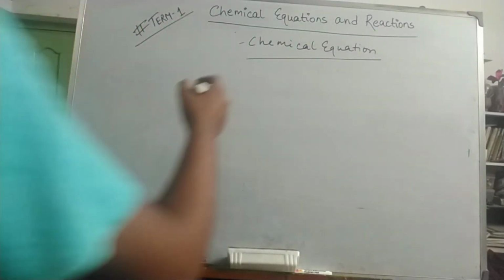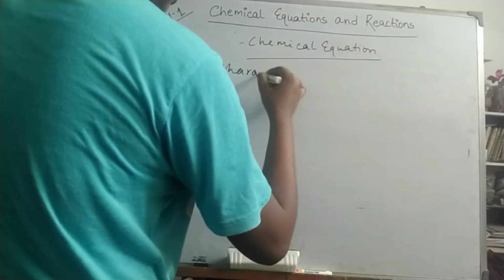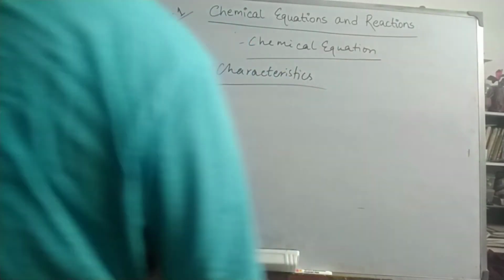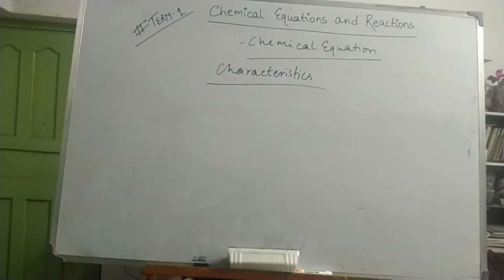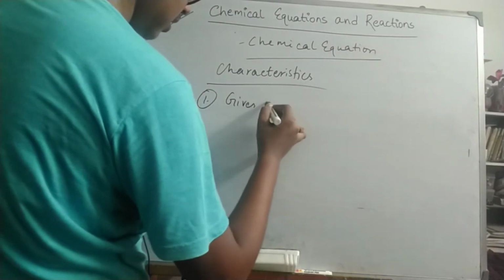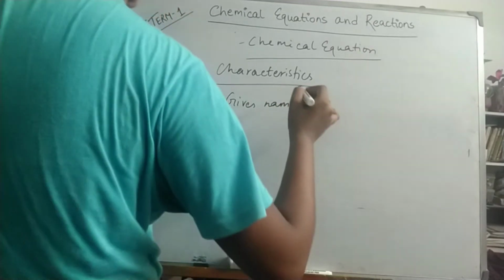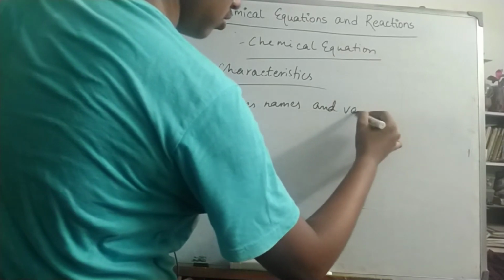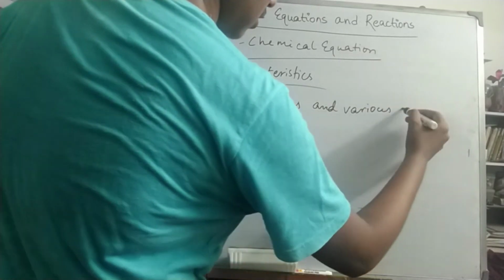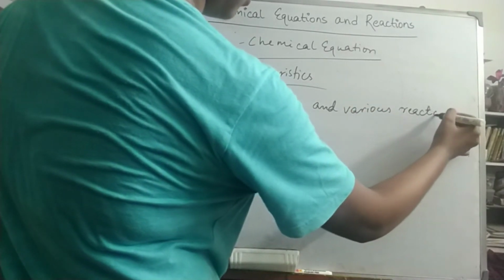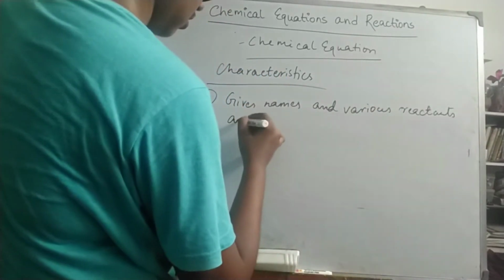Now, characteristics of a chemical equation. First we have studied characteristics of a chemical reaction, now we will study characteristics of a chemical equation. First characteristic: it gives names of various reactants and products. True, we have seen it. We give names of various reactants and products.